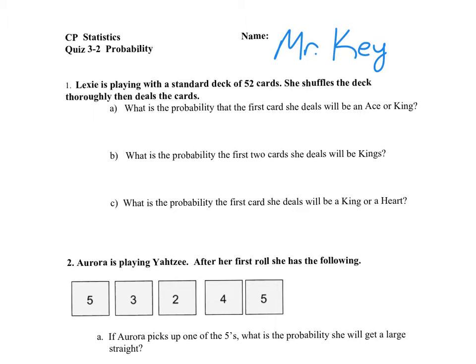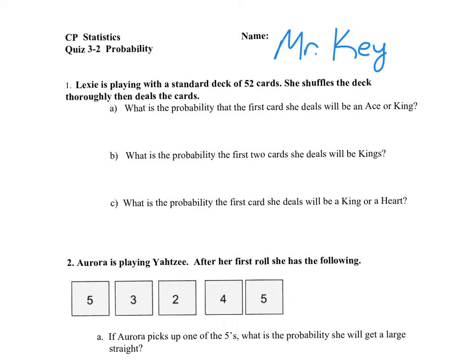So here we go. Lexi is playing with a standard deck of 52 cards. She shuffles the deck thoroughly and then deals the cards. So that assumes that we have randomness, and each draw will be random of a previous draw. So let's go. A, what is the probability the first card she deals will be an ace or a king?